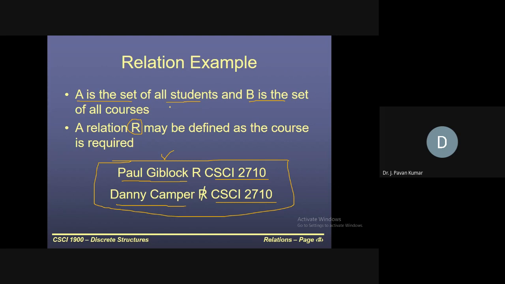What can be the Cartesian product? We can have the set of students like Paul, Danny, and so on, and next the set of courses. Each student can be mapped to each course. That is the Cartesian product. But we cannot guarantee that all the students will take all the courses. So we consider enrolled as the relation, and accordingly we have a subset of the Cartesian product as the relation. I hope you understand.